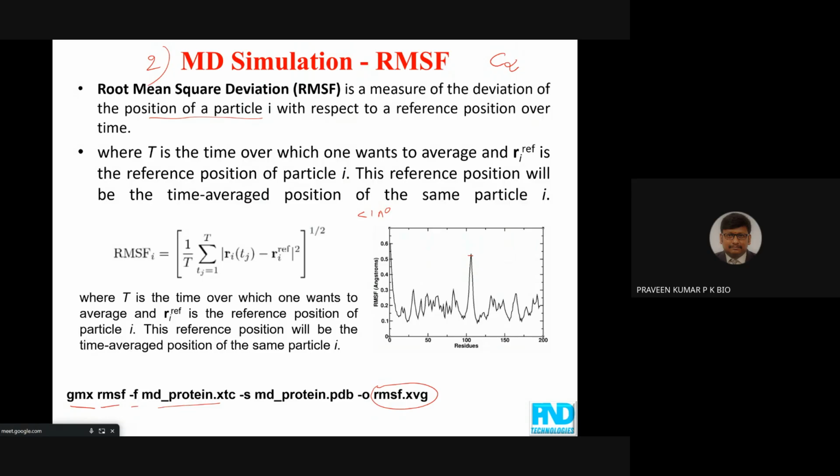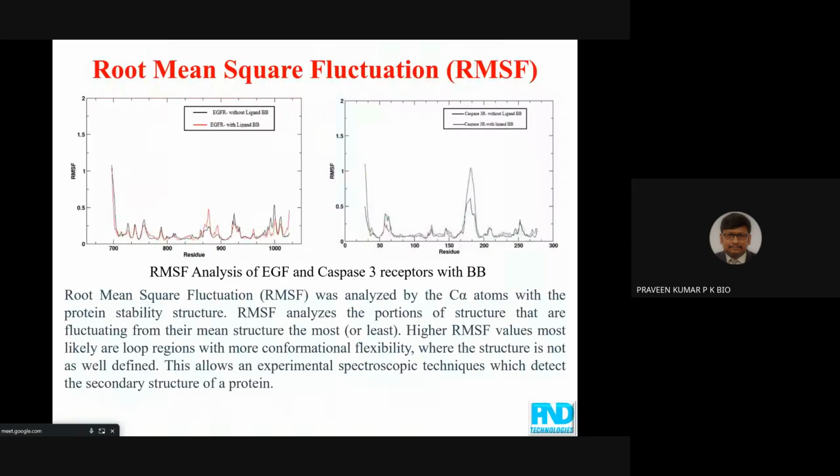So this is the peak we got. Only one peak we got. In the residues nearly 100 to 115, you can find the RMSF is around 0.55, something like that. But still, it is less than 1. 0.55 is less than 1 angstrom. So this is stable. Our ligand is binding stably with the protein.